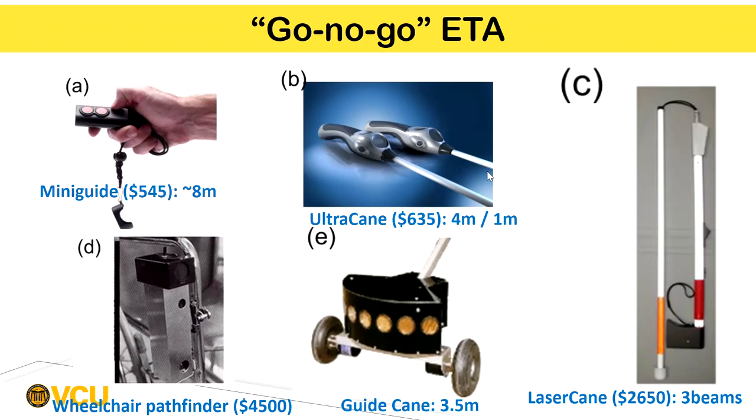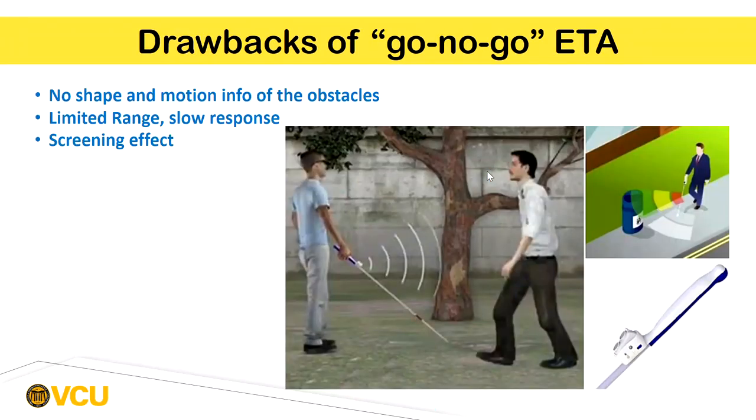But this design is a robot-centered design. The center is on the robot, not on the user. So the user experience is not that good. There are three main drawbacks of this go or no-go system. The first one is that due to the nature of acoustic waves, it cannot detect the shape of the object. It can only tell you there's an object or not, but it cannot detect the shape, the texture, and more detailed information. Also, you cannot detect the motion information of the object, whether it's dynamic or moving. That information cannot be obtained.